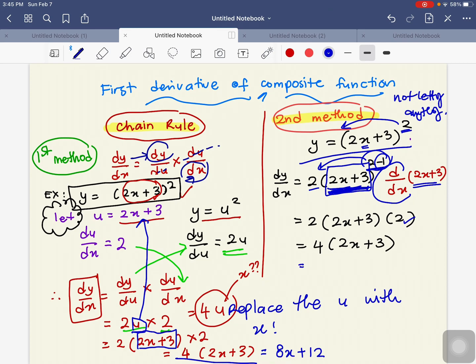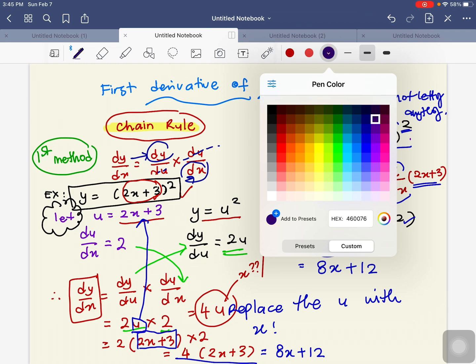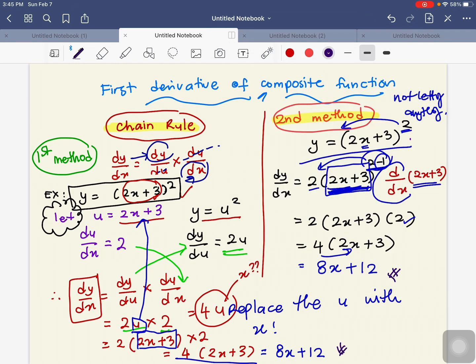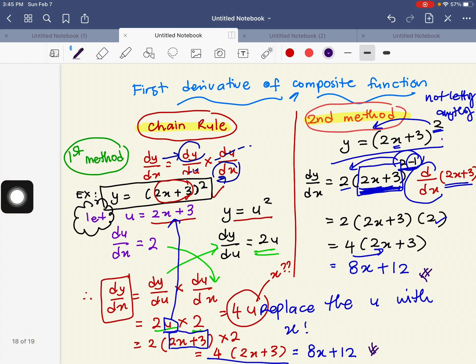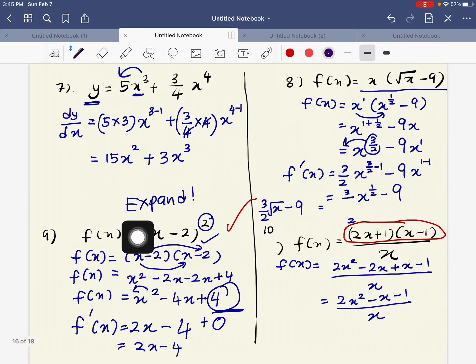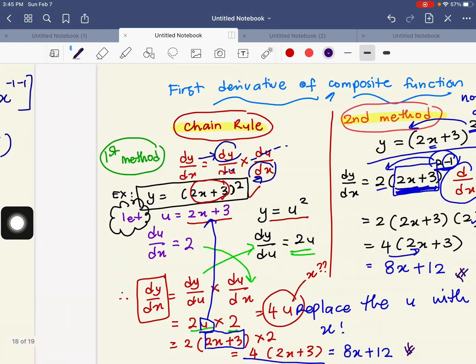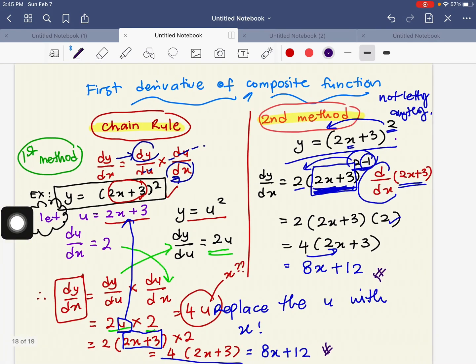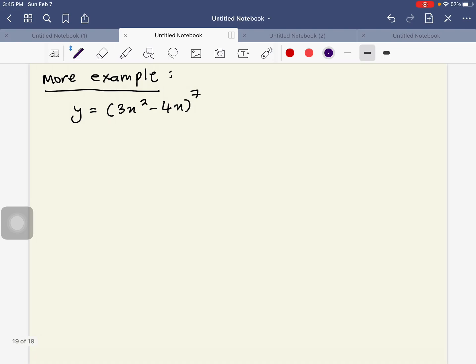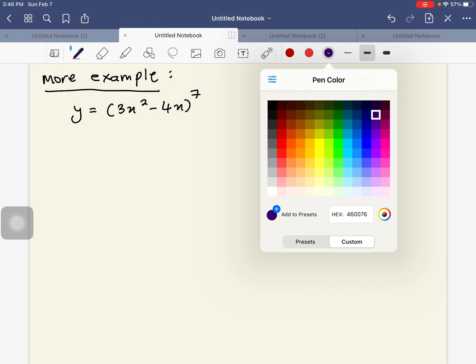So, you simplify, you get 4 in the bracket of 2x plus 3. Dan kalau kita darab macam biasa, kita dapat 8x plus 12. Same with the one that I show you earlier. Okay? Sama je. First method ke, second method ke, ataupun third method macam tadi pun, third method nak expand pun sama juga. Okay? So, there's another one more example for you to try. So, I'm going to try this together with you. So, let's do this.